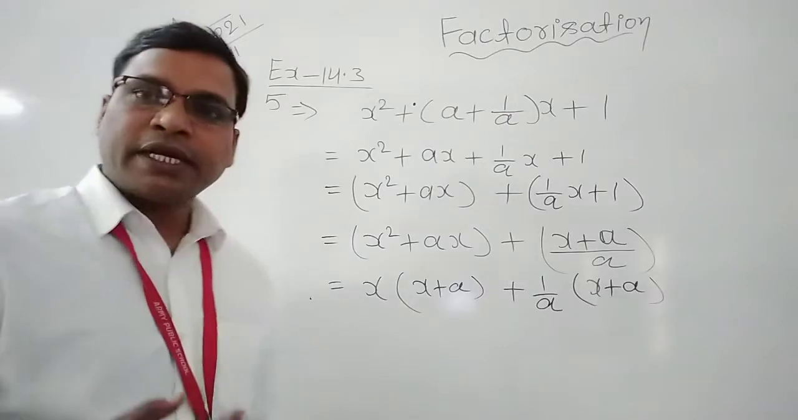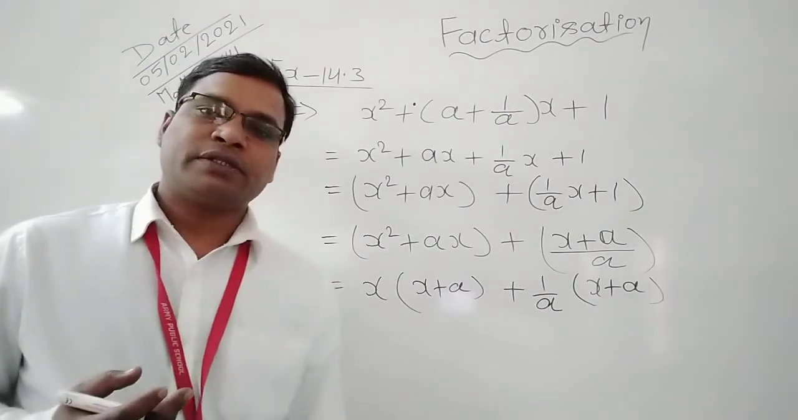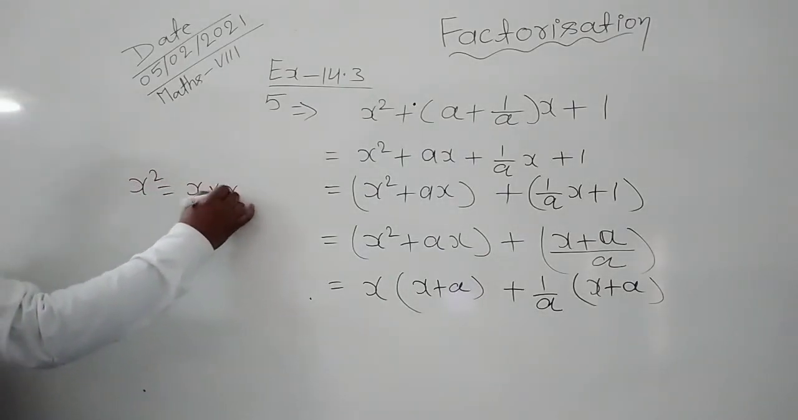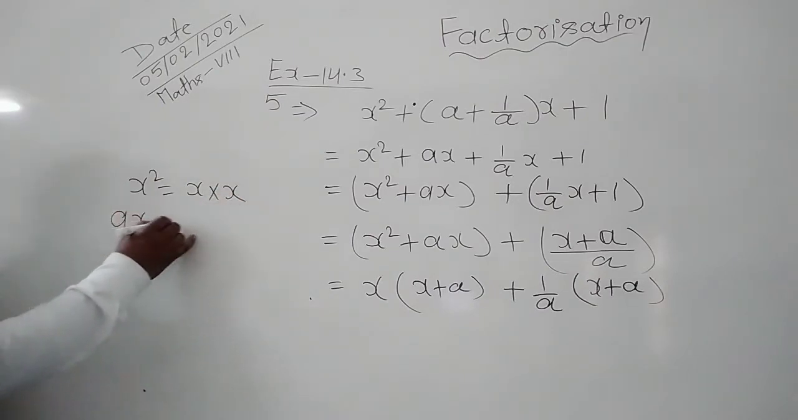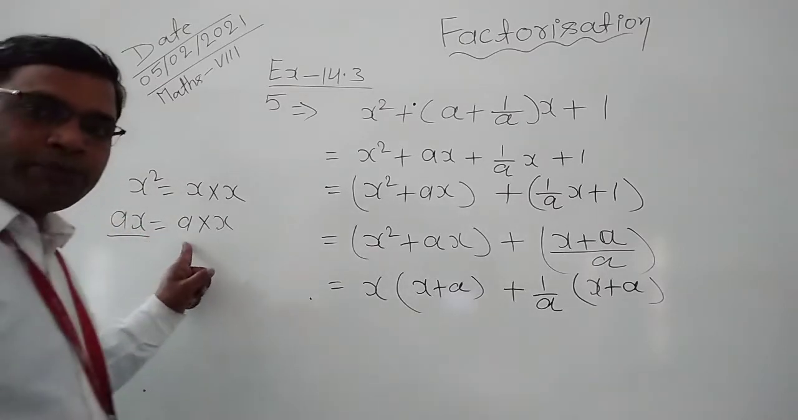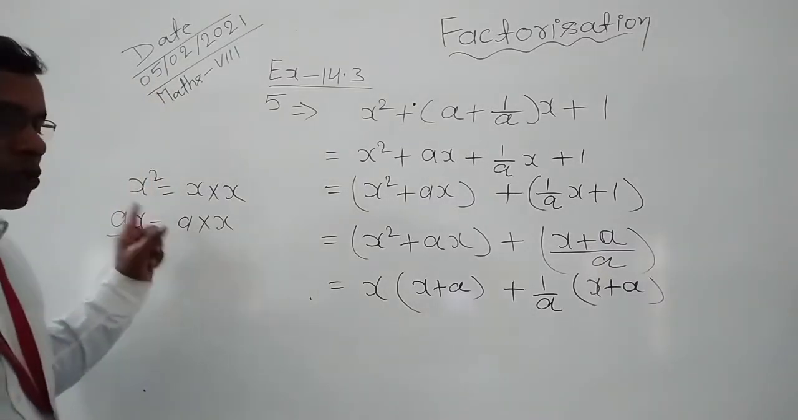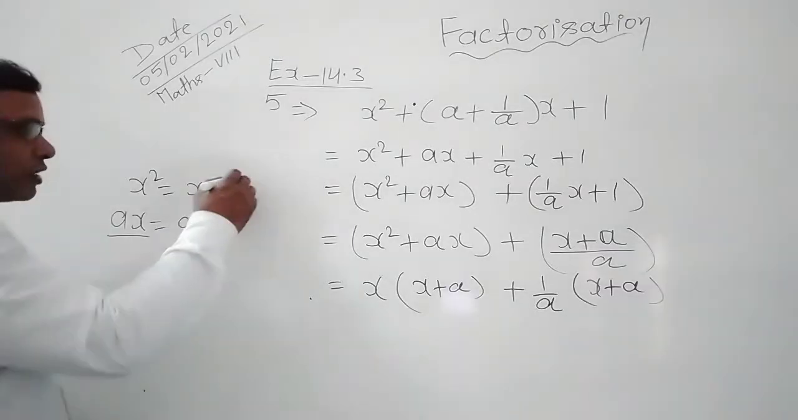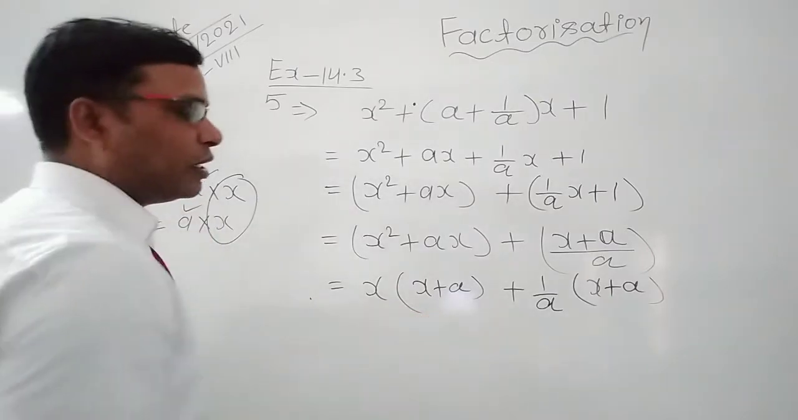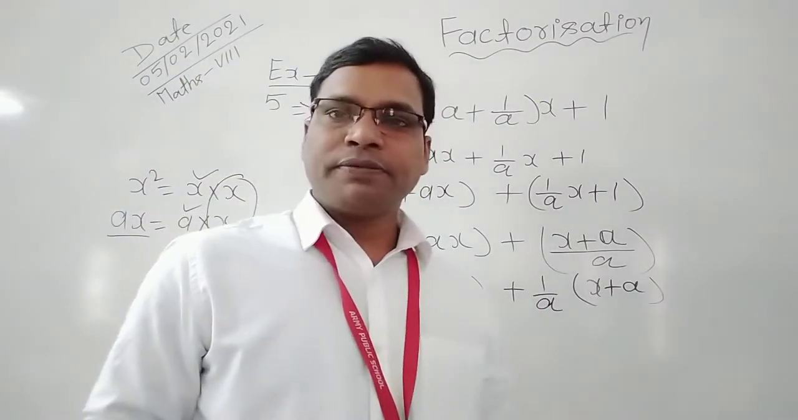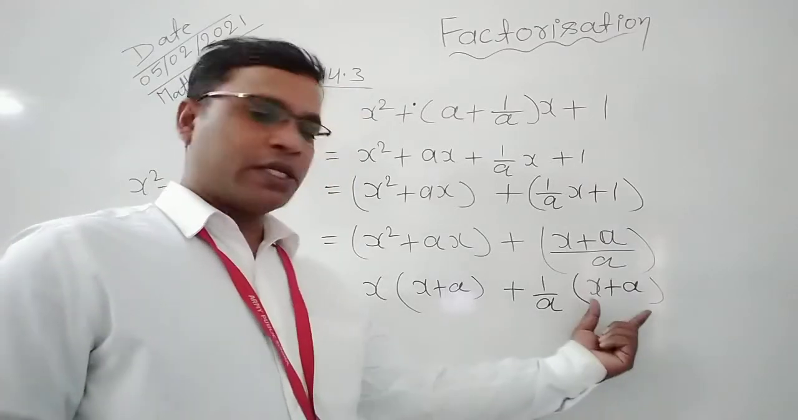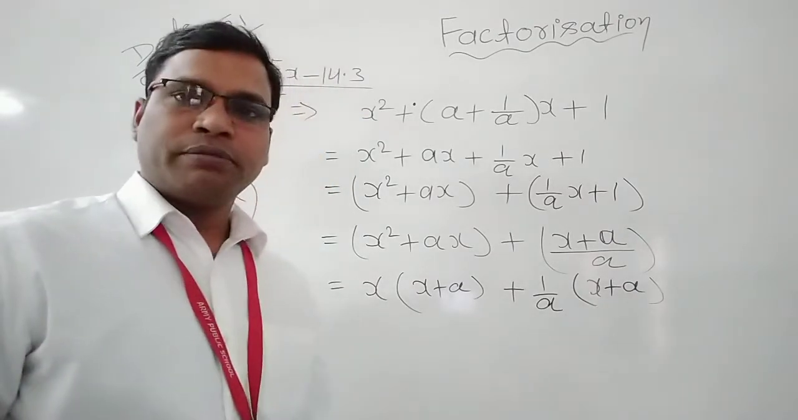Now if you have any doubt or problem taking common in the first bracket and second bracket, you can express it as the product of irreducible factors. So let's see, x square is equal to x into x, and ax is equal to a into x. So you can express these as products of irreducible factors. You can see here x is common, so after taking common x you get x plus a. This is clear. Now here we have x plus a common in both terms. You can see this is x plus a, this is also x plus a, so x plus a is common in both terms.